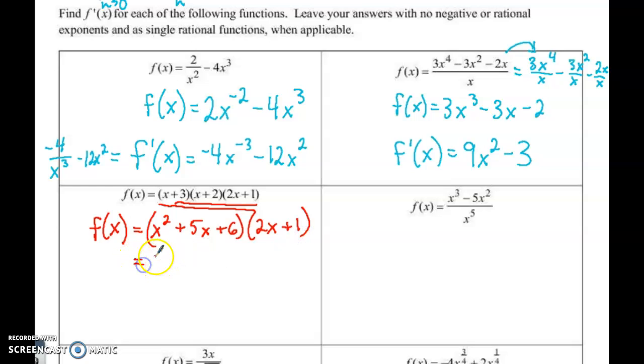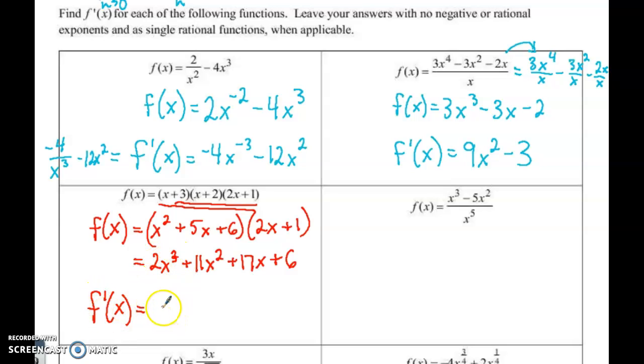Hopefully I'm not making any arithmetic mistakes. You already know that's probably my biggest. Yep, I already made one. 2x cubed. And then we'd have x squared plus 10x squared. I believe that's 11x squared. And then 5x plus 12x, I believe, would be 17x plus 6. I'm going to pause and double check I'm doing this correctly. I believe I'm ready to move on.